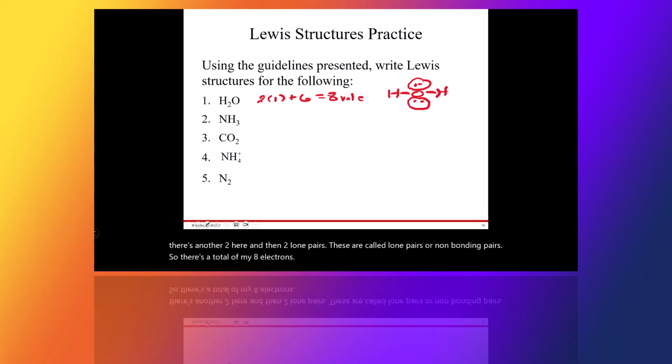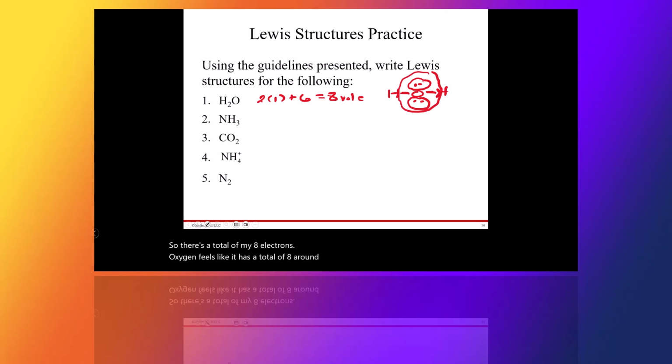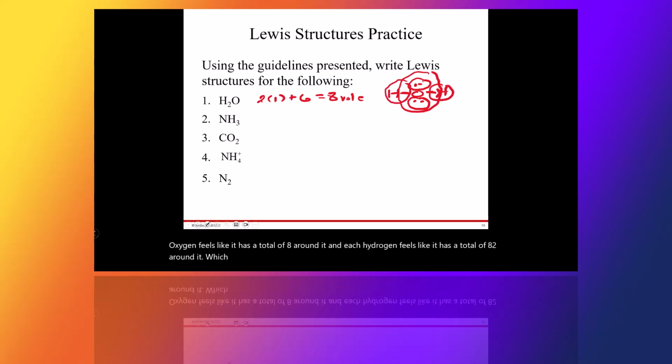Oxygen feels like it has a total of 8 around it, and each hydrogen feels like it has a total of 2 around it, which is satisfied. So that is the proper Lewis structure for water. Just an H, oxygen, 2 lone pairs, and then another hydrogen.